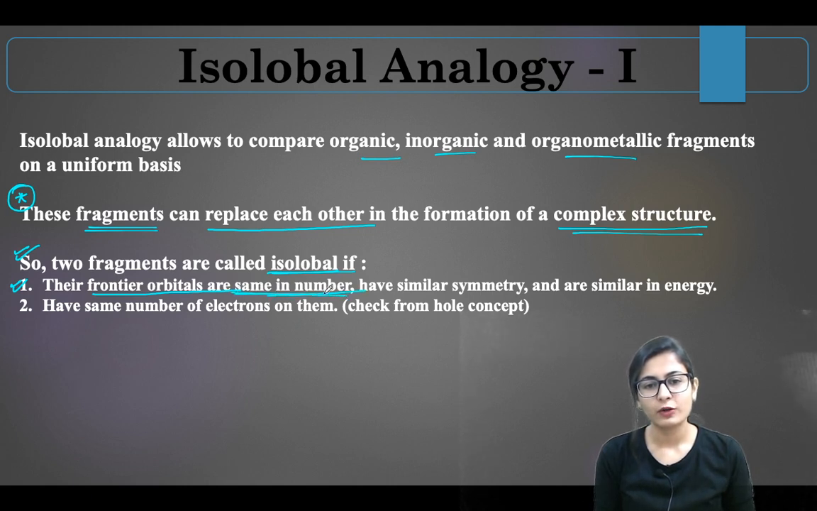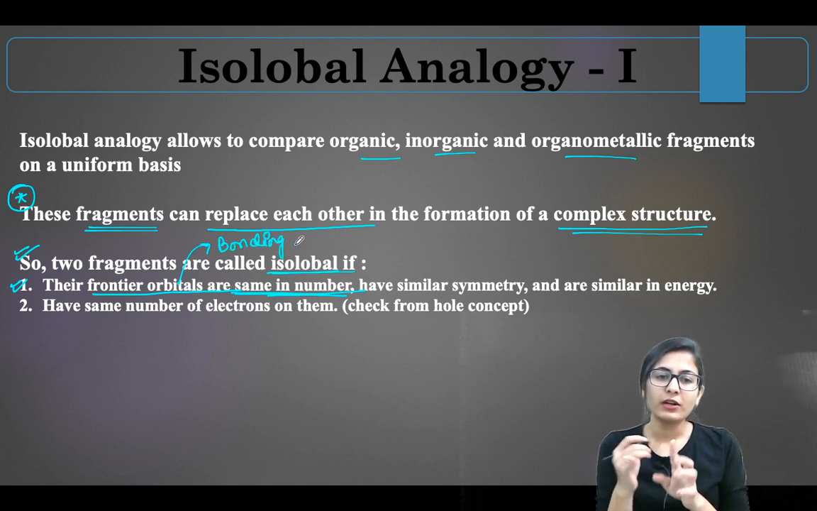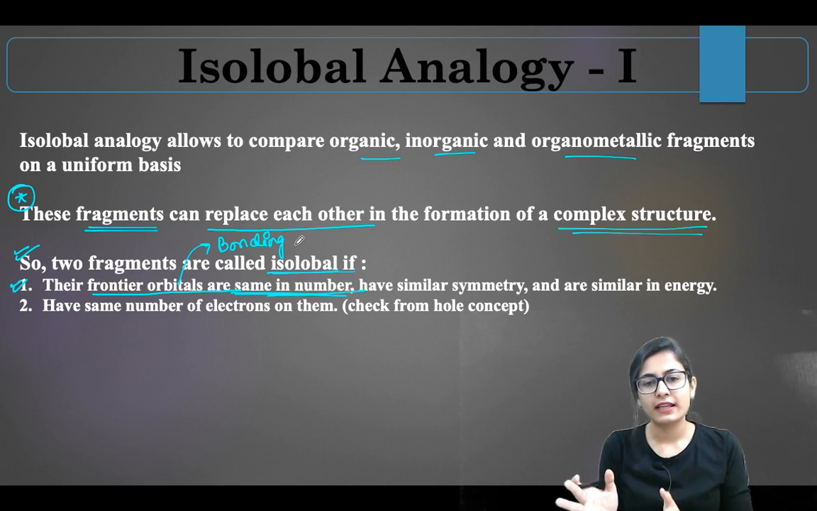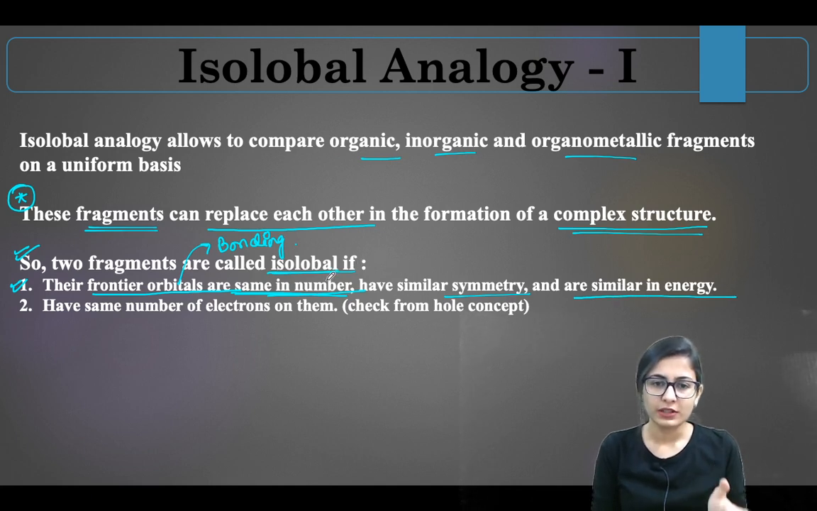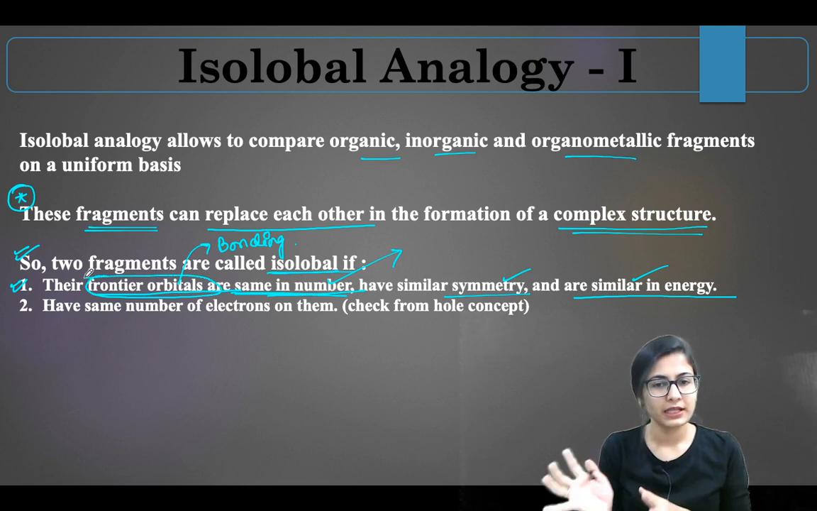What are frontier orbitals? The orbitals which are used up for bonding. So the bonding orbitals basically are the same in number, they have a similar symmetry, and they are similar in energy. Now theoretically you are just able to determine whether they are the same in number or not, because for the symmetry and energy you are going to require some further values. So first thing first, the number of frontier orbitals should be the same.